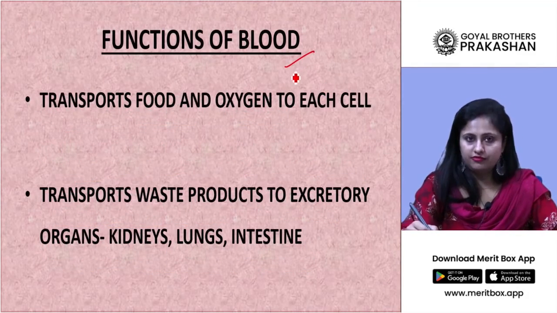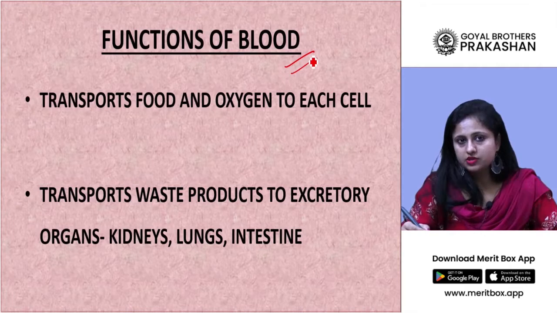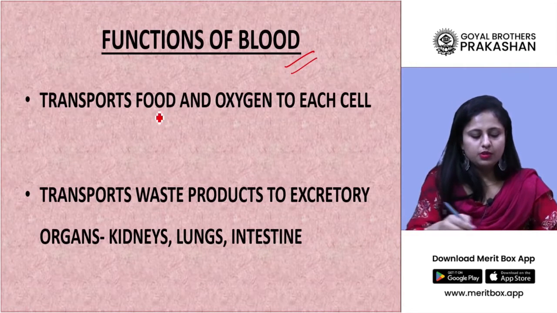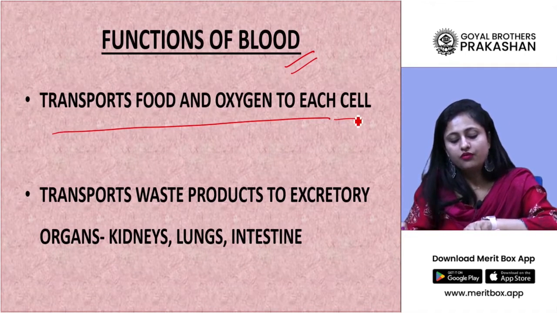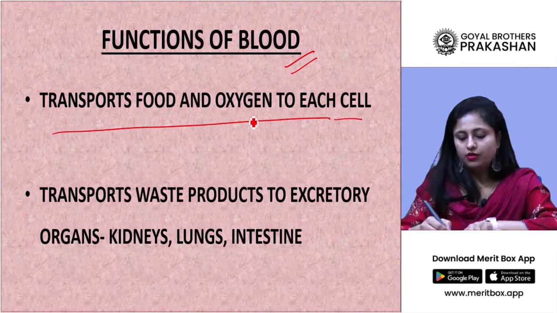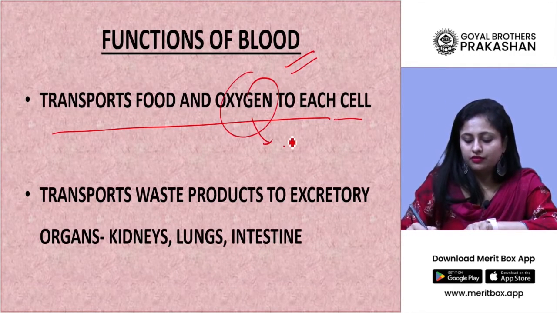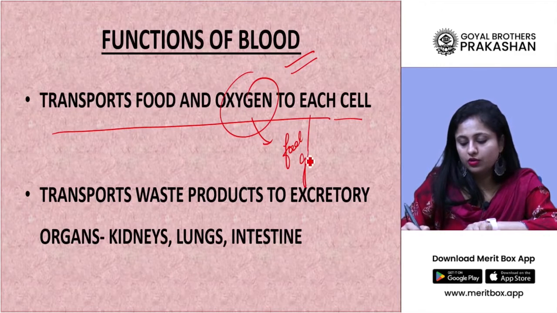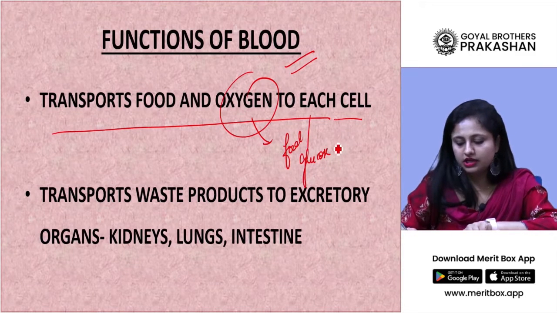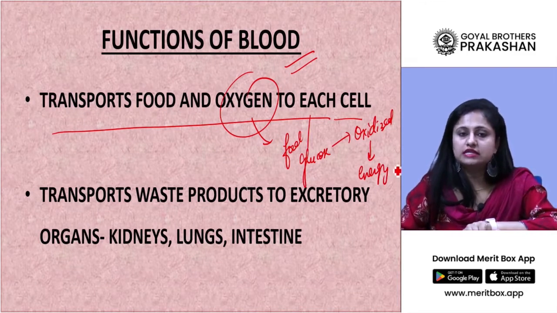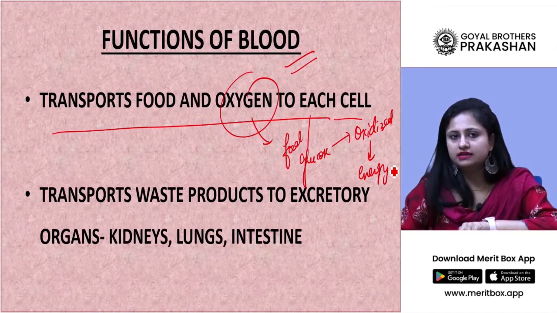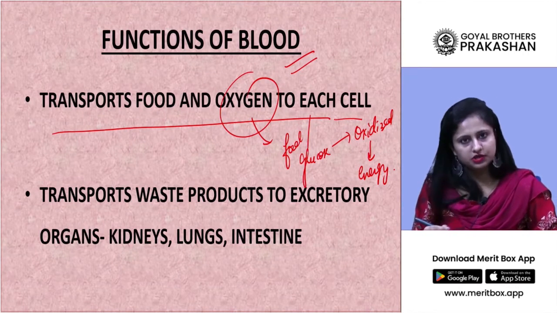Next, functions of blood. Our blood performs many functions in our body. Number one, it transports food and oxygen to each and every cell. Because of this oxygen, the food molecules, especially the glucose molecules in our body, get oxidized, and as a result energy is liberated, which we use to perform our daily tasks or our routine work.